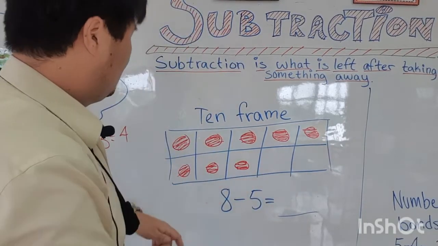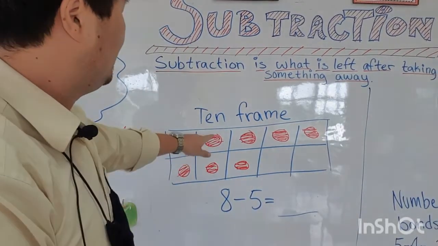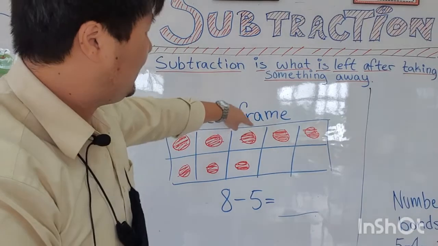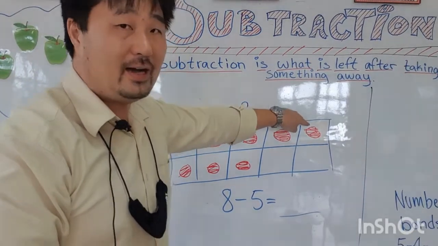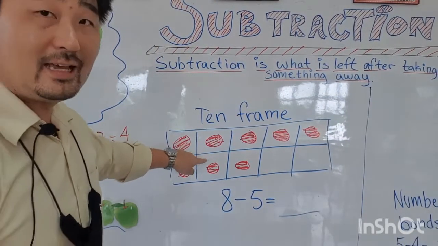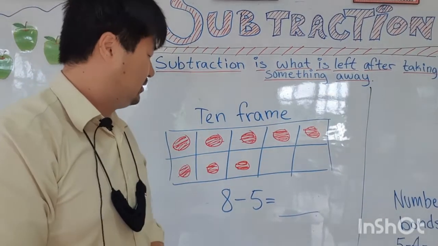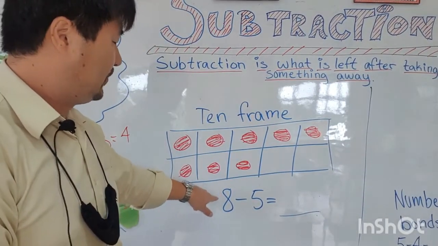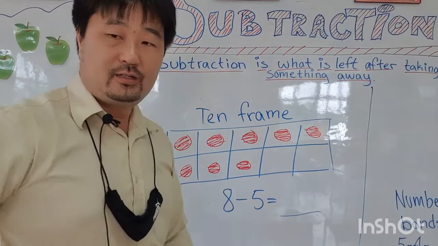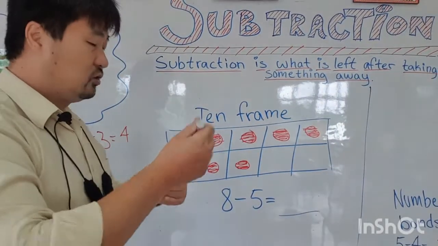Okay, so let's count together. 1, 2, 3, 4, 5, 6, 7, and 8. So you have 8 minus 5. So then you just cross out 5.